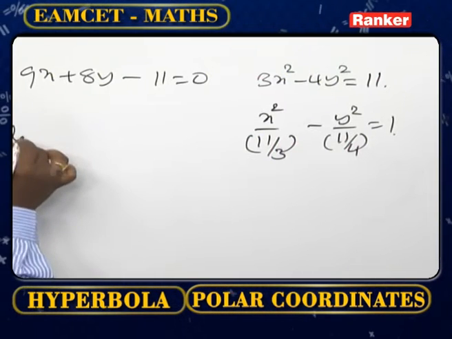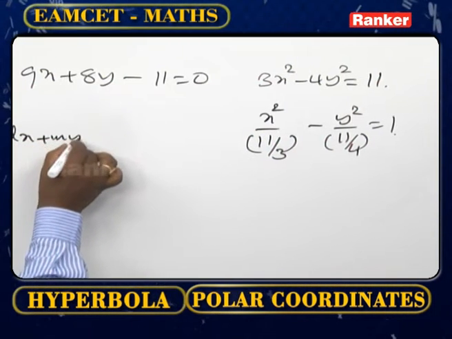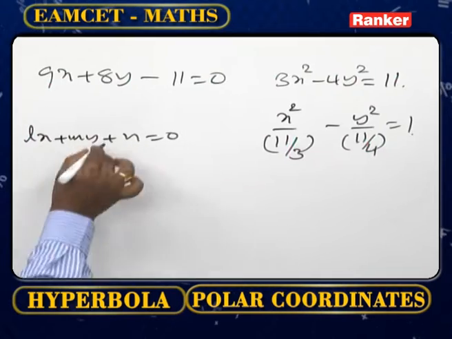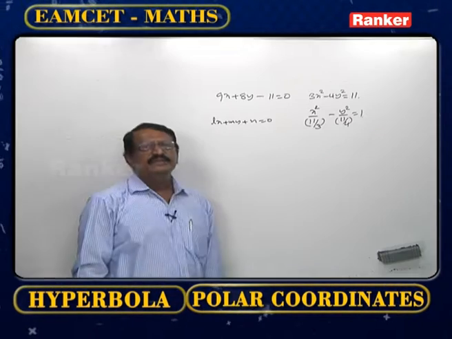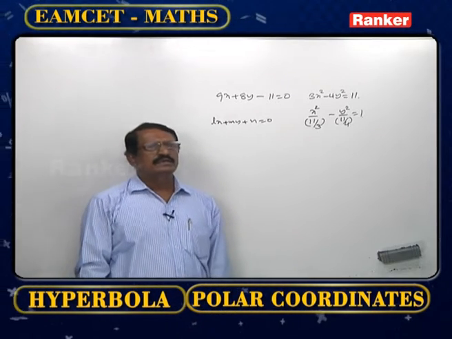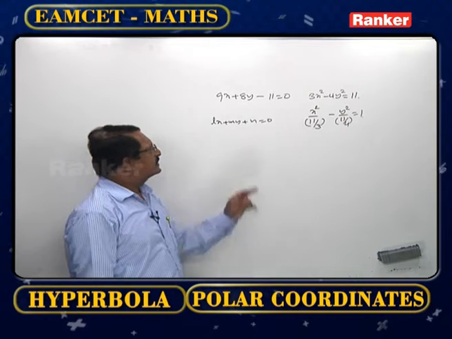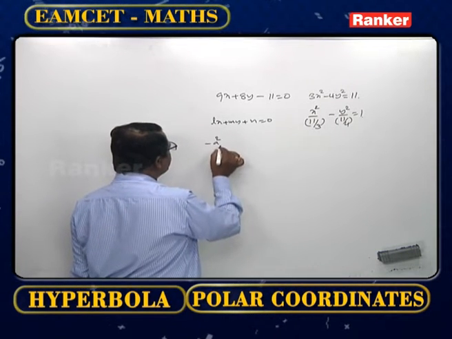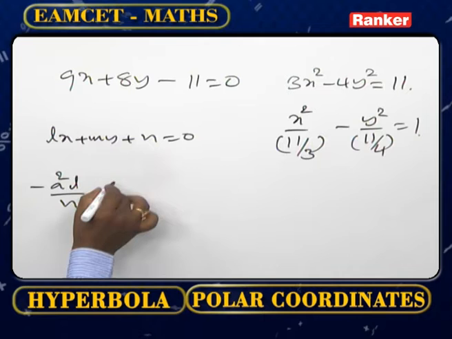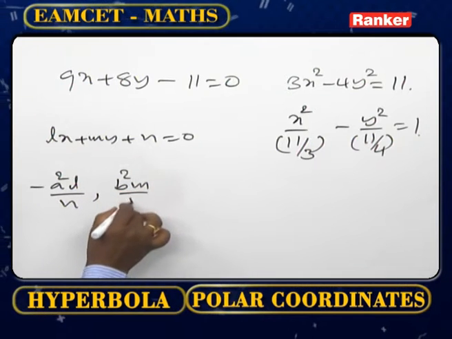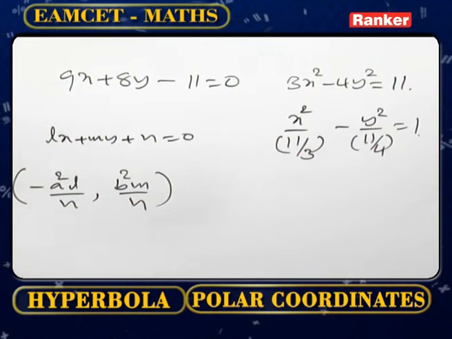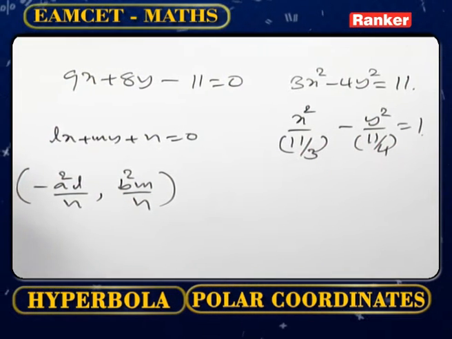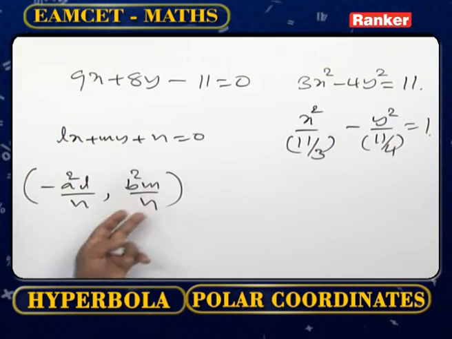Now suppose the line lx + my + n = 0 is a tangent to the standard hyperbola x²/a² − y²/b² = 1. Then the point of contact is (−a²l/n, b²m/n).